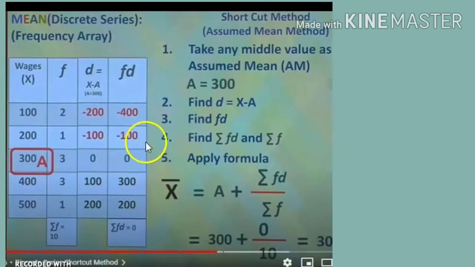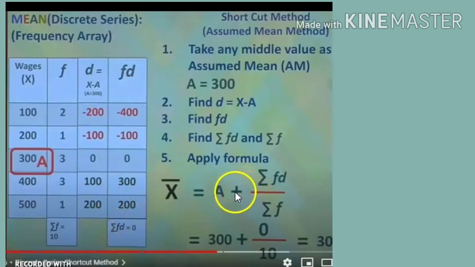How will you get 0? You can see here, minus terms you are adding first, so you will be getting minus 500, and plus terms you will be adding, that is the next term, you will be getting 500. Then you will have to subtract both, then it will be 0. Okay, sigma FD is equal to 0.